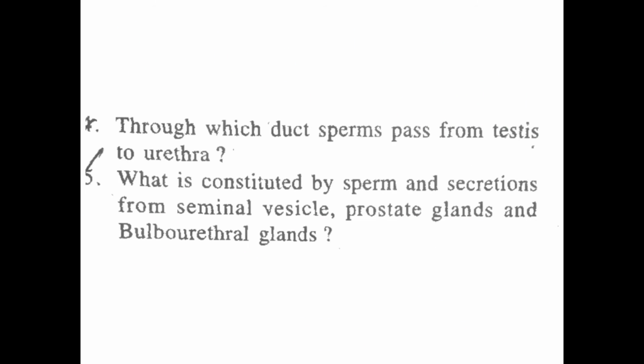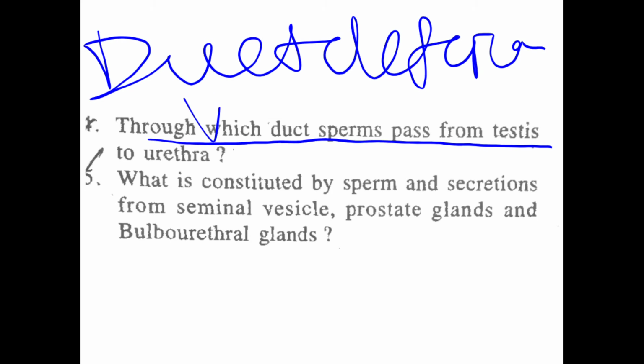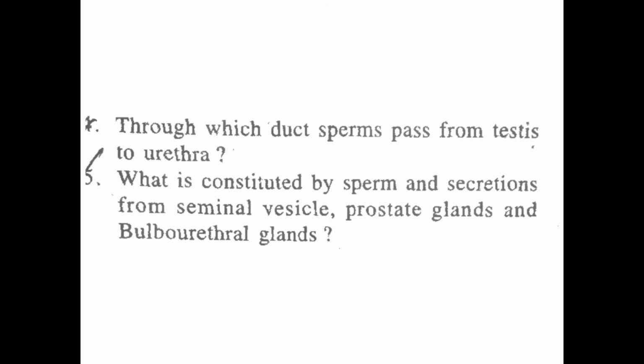Next. Listen carefully. Through which duct do sperm pass from the testis to the urethra? The duct through which sperm pass from the testis to the urethra is the duct deferens, or we can write vas deferens. Okay.